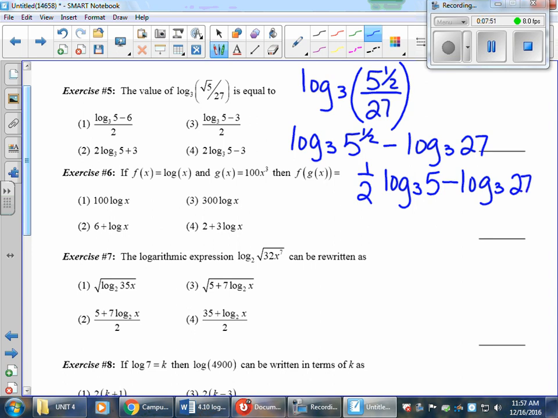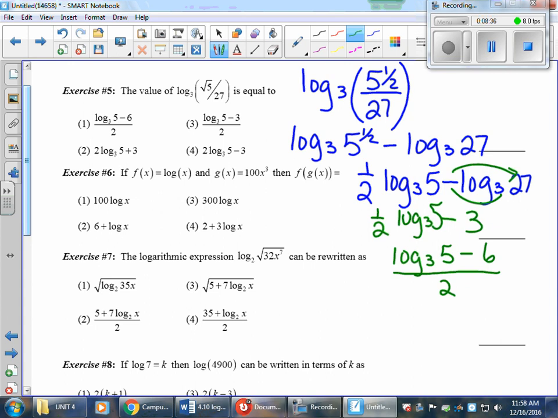And if I look at my answers, my log base 3 of 5 is here, but my log base 3 of 27 is not. So this is what we're going to switch. We're going to say 3 to what power is 27, and the answer here is 3. So it's 1/2 log base 3 of 5 take away 3, and that is not here. But because I have this 1/2 out front, I can multiply this through, or I can divide this whole thing through by 2. So if you want to do the whole thing, it's log base 3 of 5 minus 6 all over 2. If we do the division here, you'll see you get 1/2 log base 3 of 5 minus 3. So the correct answer here is number 1.